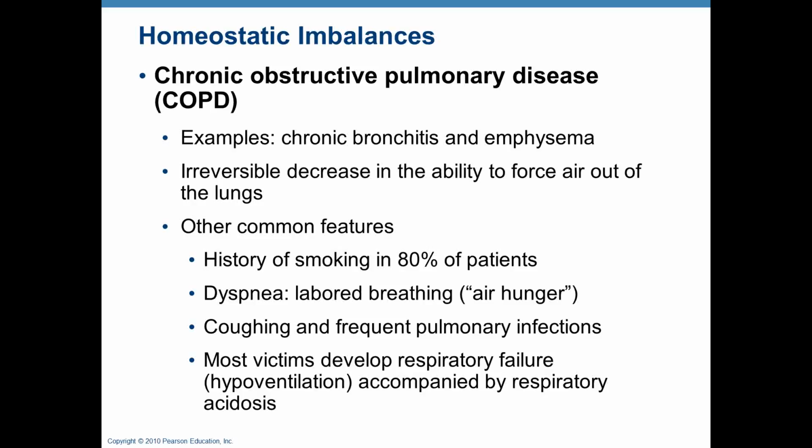Let's see, some disorders, some imbalances of the respiratory system. Some of these I've kind of talked about already as part of your respiratory lecture. COPD, we hear about that all the time. That's chronic obstructive pulmonary disease. A couple of examples: chronic bronchitis, inflammation of the bronchi, which could be due to infections or irritants from things like smoking. Emphysema, very common in smokers.